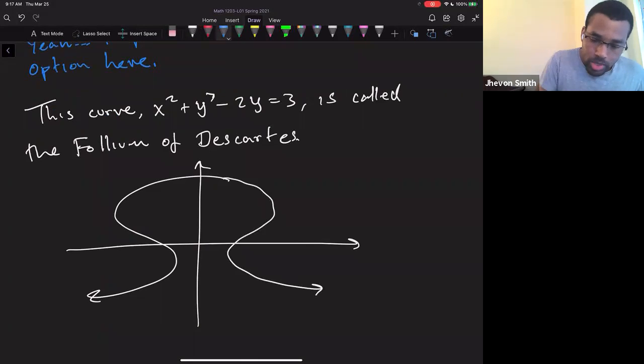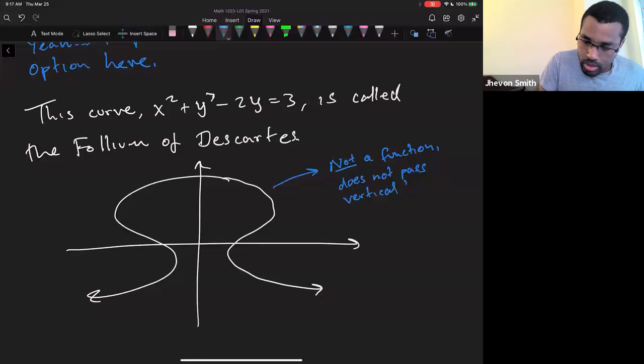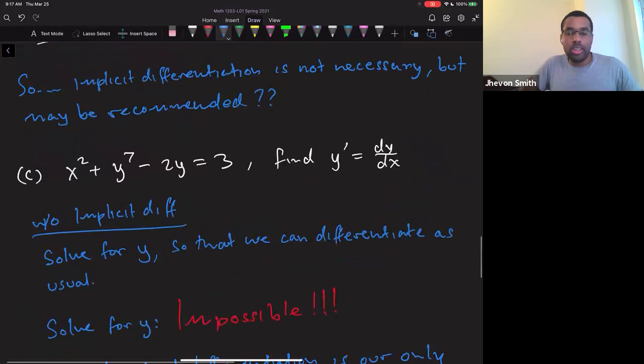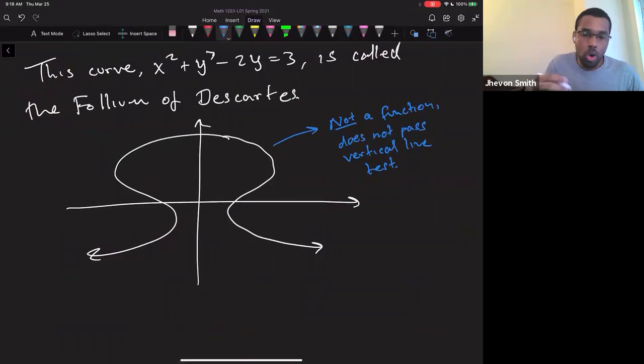Symmetric. So not a function. Does not pass vertical line test. It's just a curve, right? But it has a lot of important applications. And so, yeah, I might want to study this curve in terms of calculus. I might want to be able to find a tangent line to this curve for whatever reason. And I'll tell you some reasons later on. But here's an example of something where I want to be able to do calculus, but I literally can't do it the way that we were doing it prior to last class. Yeah, implicit differentiation, only game in town.